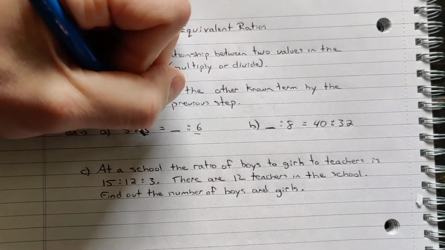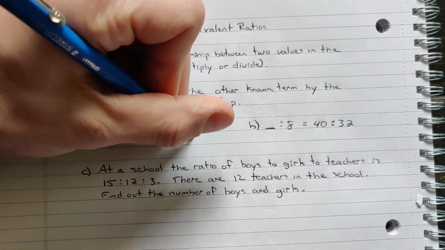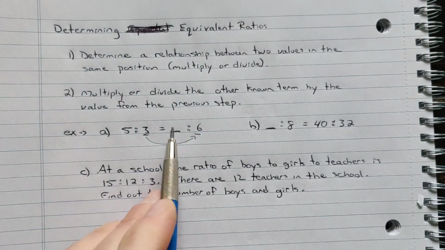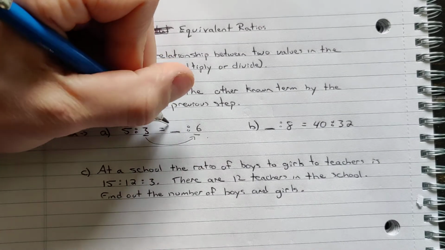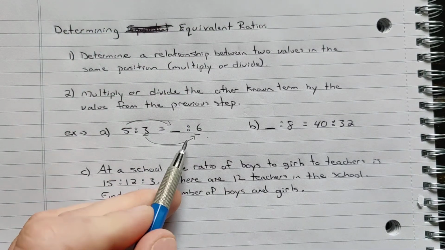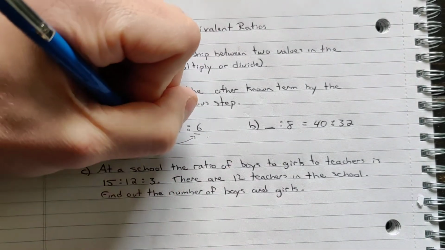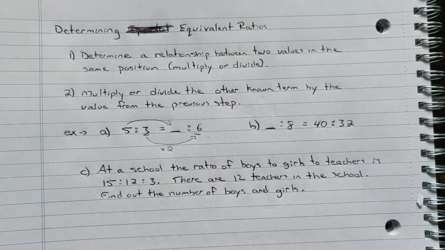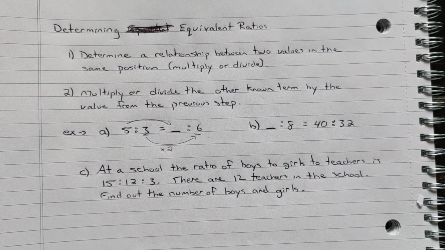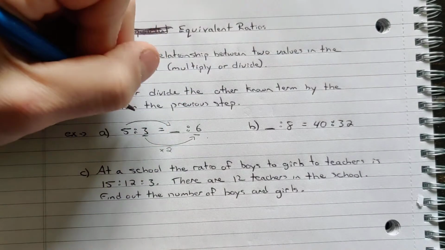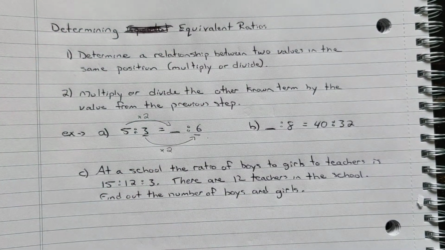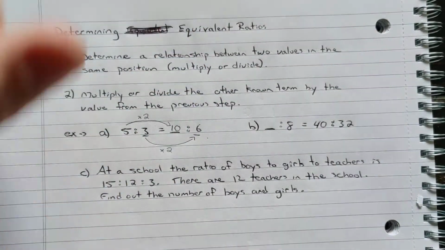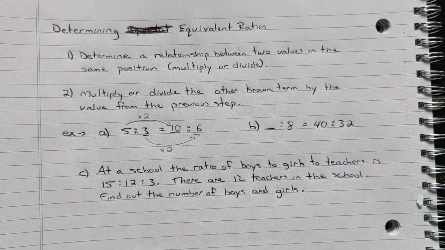So 3 and 6 are in the same position. To go from 3 to 6, I could multiply 3 by 2. If I multiply 3 by 2, I get 6. So I'm going to do the same thing to the 5. I'm going to do 5 times 2. 5 times 2 gives me 10. So an equivalent ratio of 5 to 3 is 10 to 6.